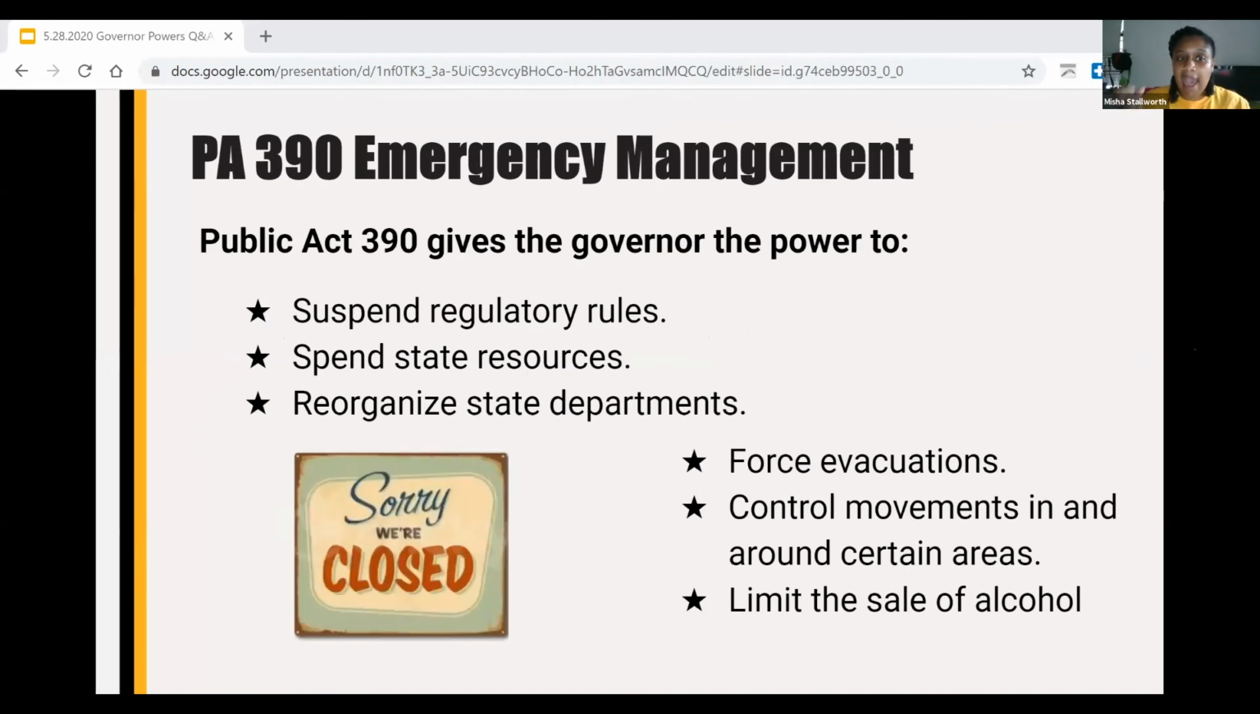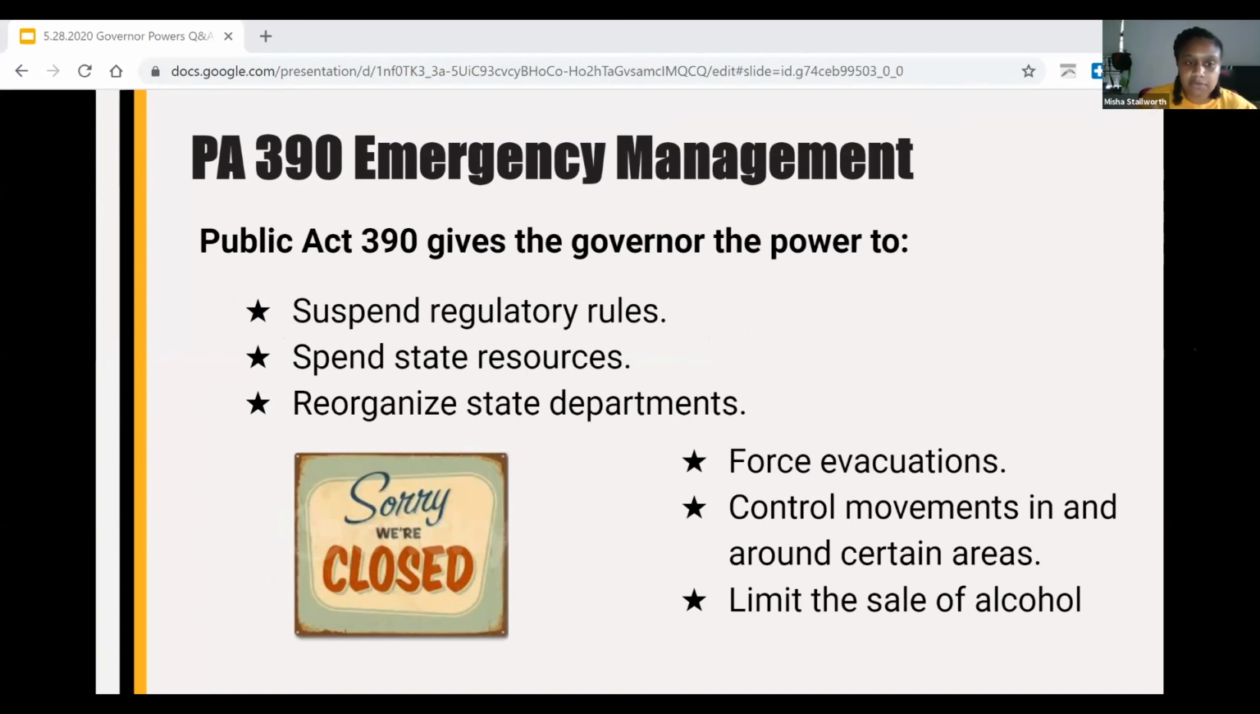So when we talk about powers from this law, you can suspend regulatory rules, spend state resources, reorganize state departments, force evacuations, control movements in and around certain areas, and limit the sale of alcohol. So you can see how the two public acts and the powers that they offer connect and dovetail for the governor to do her work during this moment.